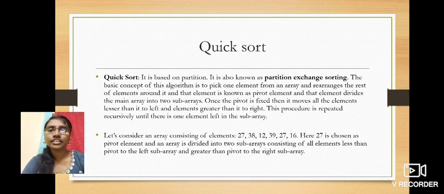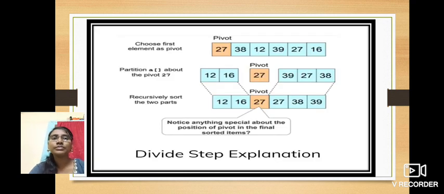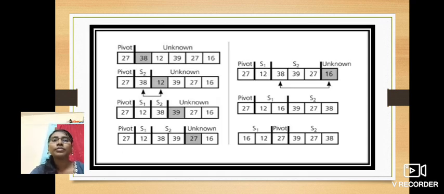Let's consider an array consisting of the elements 27 38 12 39 27 16. Here 27 is chosen as the pivot element, and the array is divided into two subarrays, with all elements less than the pivot in the left subarray and greater than the pivot in the right subarray. Choose the first element as pivot. Partition A about the pivot 27. Recursively sort the two parts. Divide step explanation.